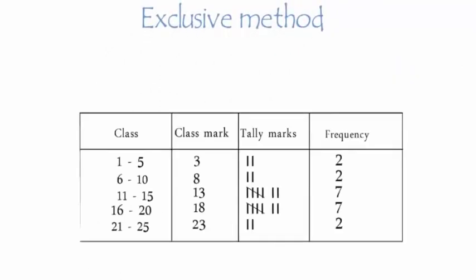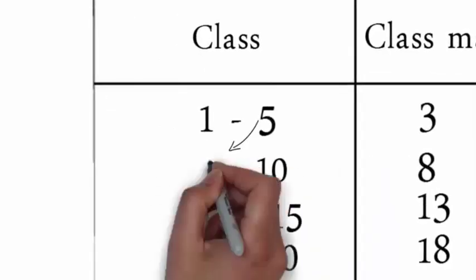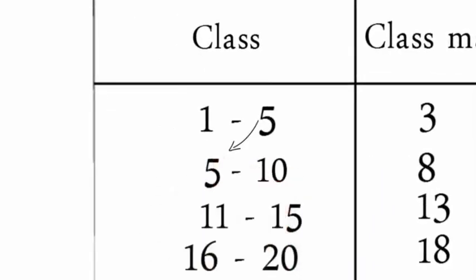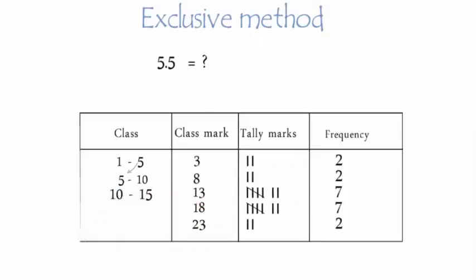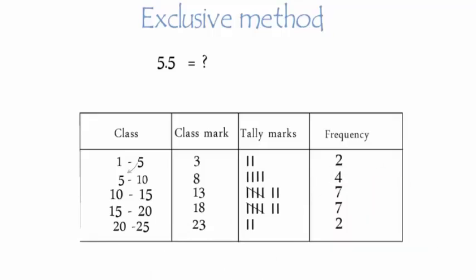Exclusive method. In the inclusive method, it is easy to include any number between 1 to 5, 5 to 10 and so on. But any number between 5 to 6, that is 5.5, cannot be included in the table. In order to solve this problem, we take the upper limit of the interval as the lower limit of the next interval, and we consider the lower limit included and the upper limit excluded. 5 and 5.5 will be included in 5 to 10. So the frequency would be changed to 4 from 2.